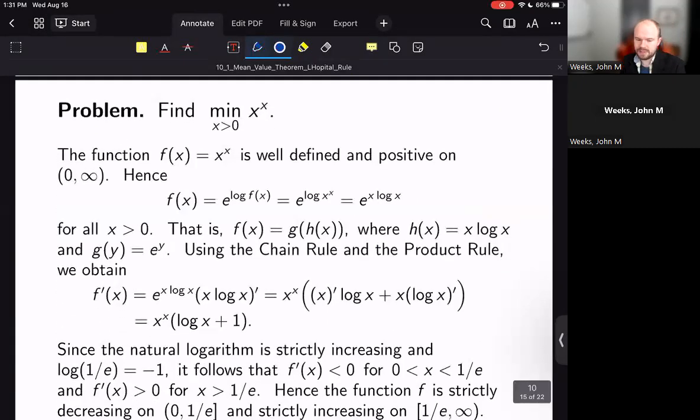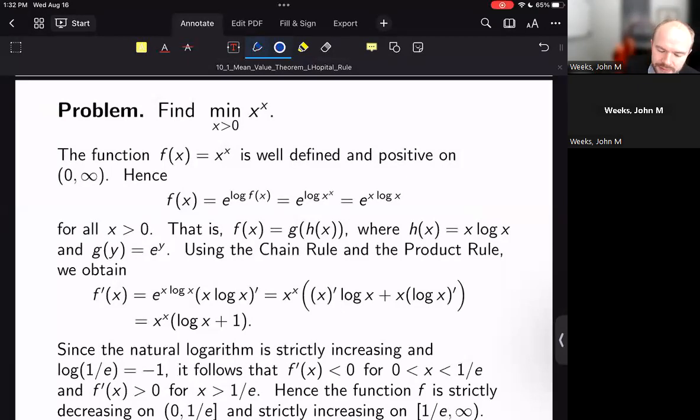Here's another problem. Let's find the minimum, as x is greater than 0, of x to the x. Just looking at this function, it's hard to imagine what x to the x is going to look like. So why don't we try and analyze it instead using the derivative of this function? Well, right now, x to the x is not an easy one to take the derivative of, at least not in its current form. So what we're going to do instead is write this as a slightly different form of a function.